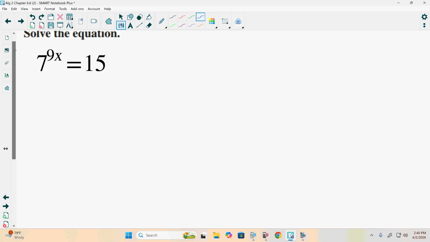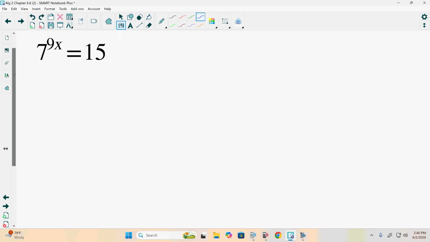Seven to the 9x equals 15. Do we have one term on either side? Yeah, even though I have the 9x, it's still a part of the 7. Because really what we're looking for is, do I have 6 times 9 to the 7, or 6 times 7 to the 9x? That's 6. I need to get it moved. I don't want those two terms.